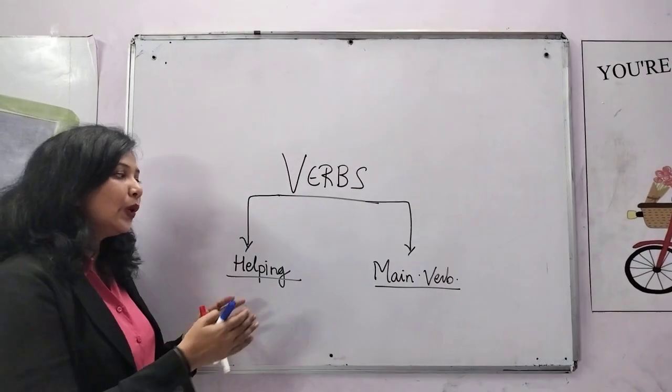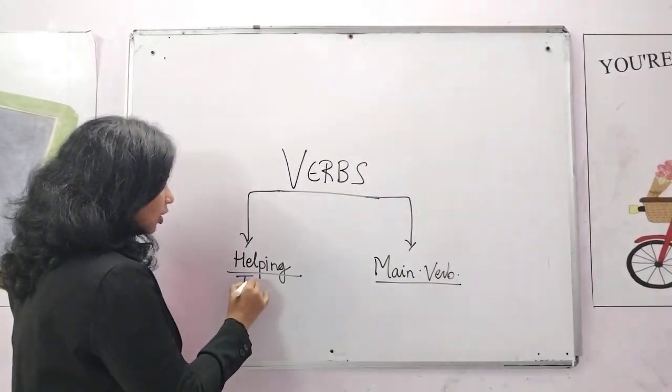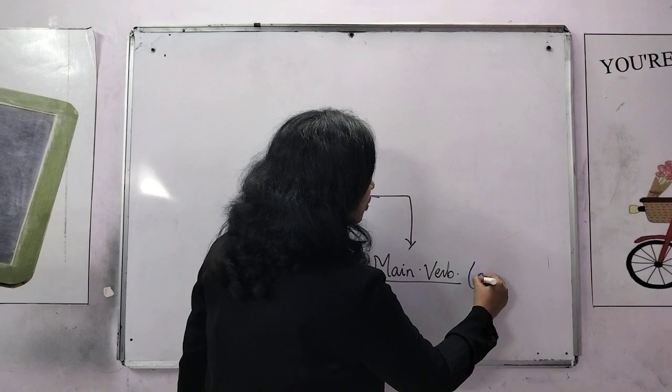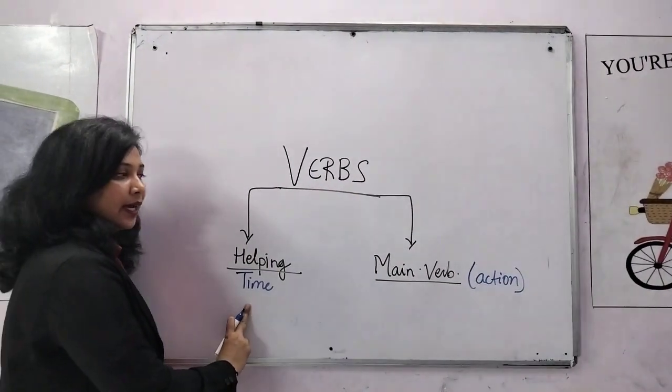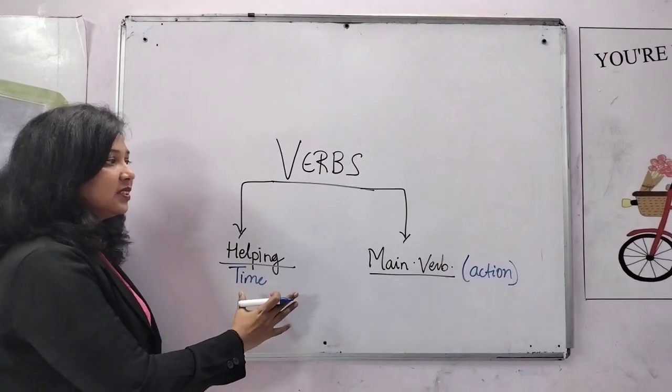Now, helping verb and main verb. What is the difference between a helping verb and a main verb? A helping verb is going to tell you the time, and a main verb is going to denote the action. At that particular time, which action was going on? This is a very important part of our sentence.